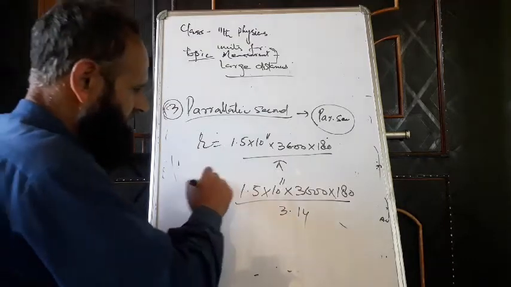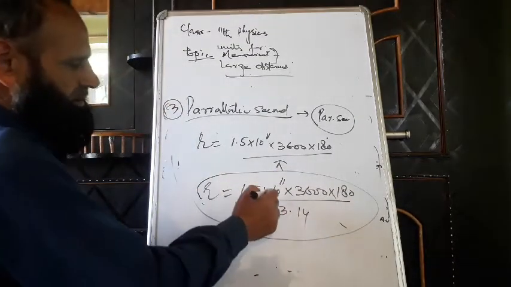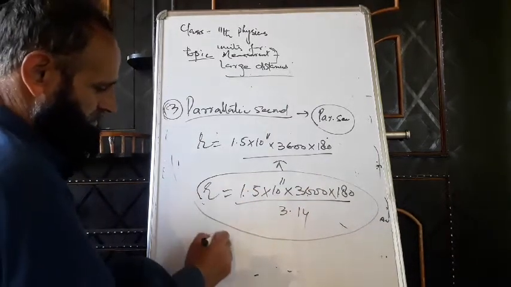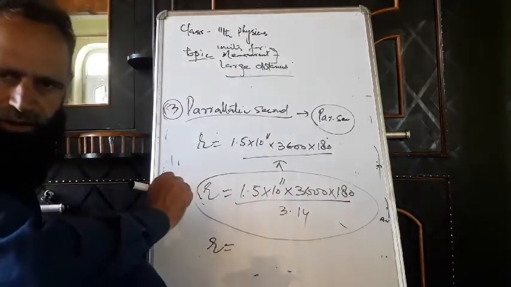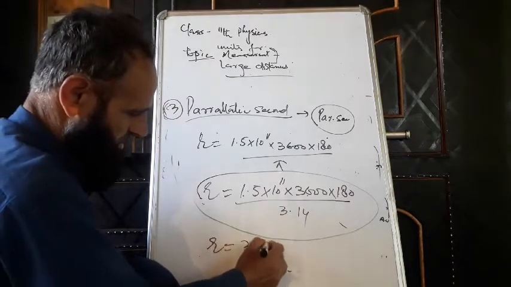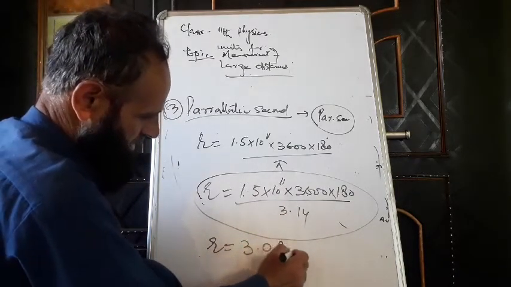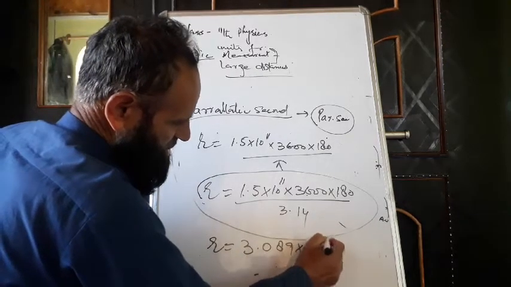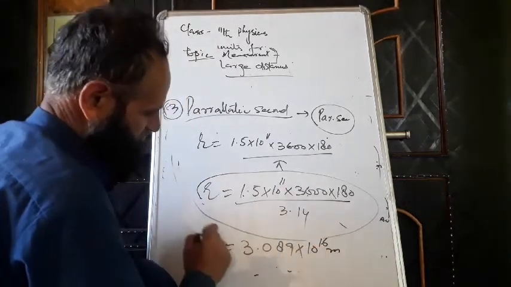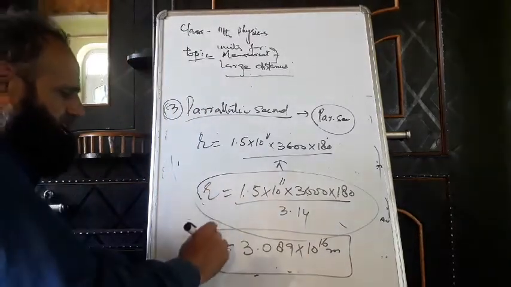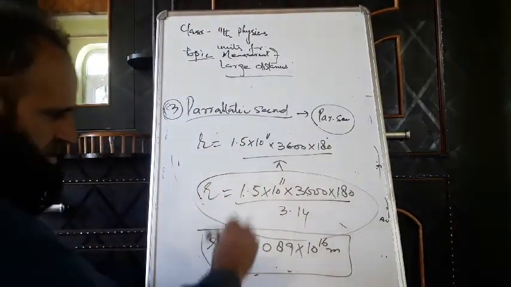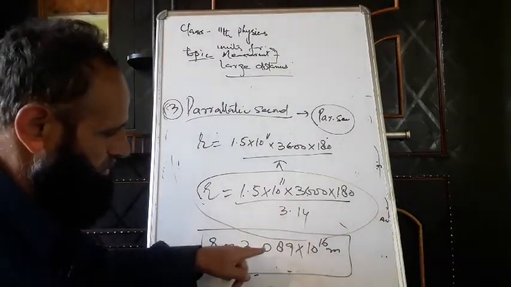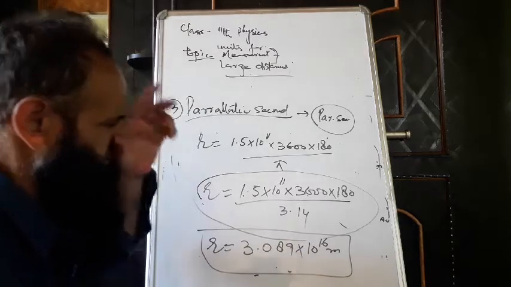After calculating, R would be equal to 3.089 into 10 raised to power 16 meters. This R is equal to 1 parsec. This distance is equal to 1 parsec: 1 parsec distance is equal to 3.089 into 10 raised to power 16 meters.